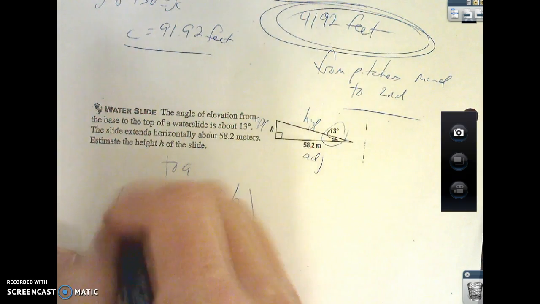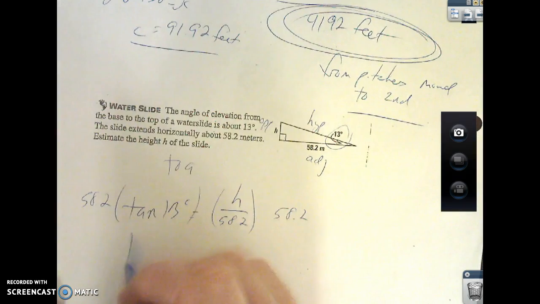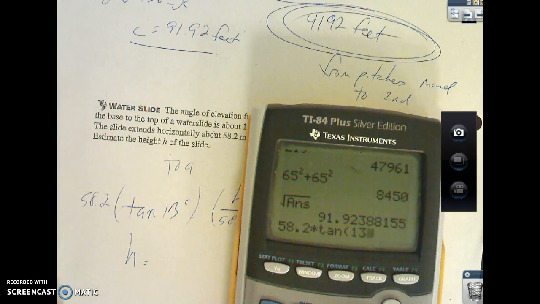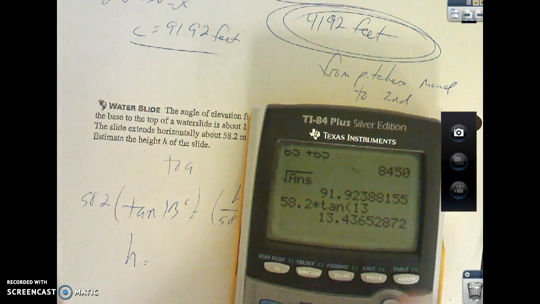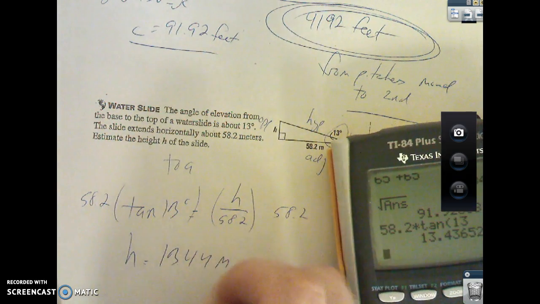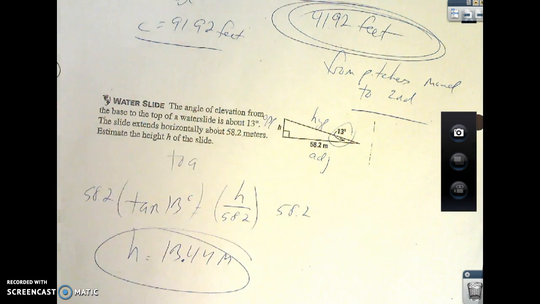Multiply both sides by 58.2. And we got our answer, which is 13.44 meters. Okay, there's your height. That's supposed to be a point right there.